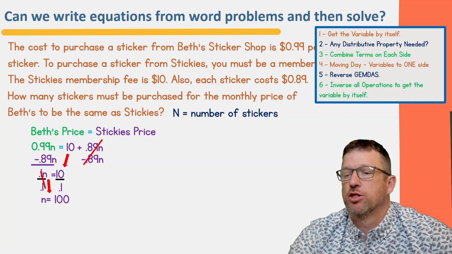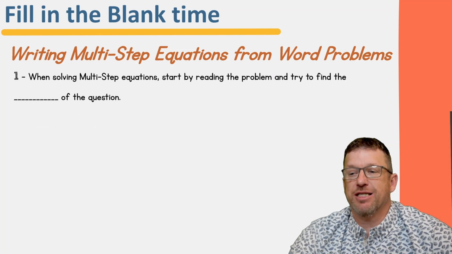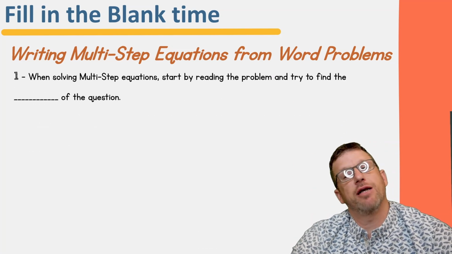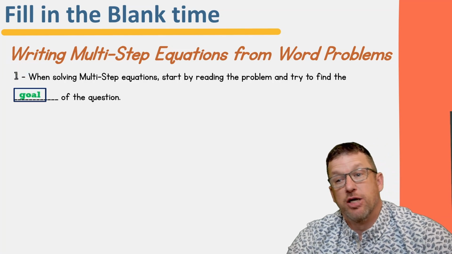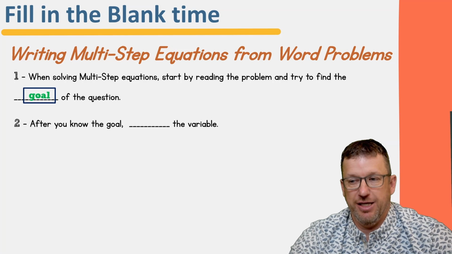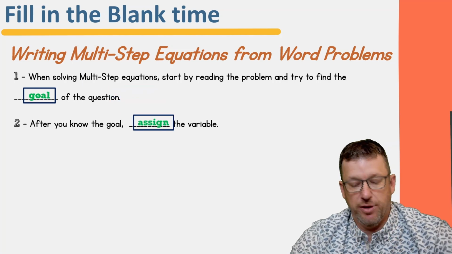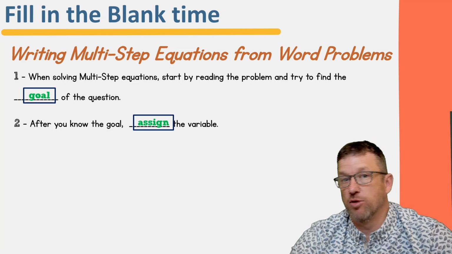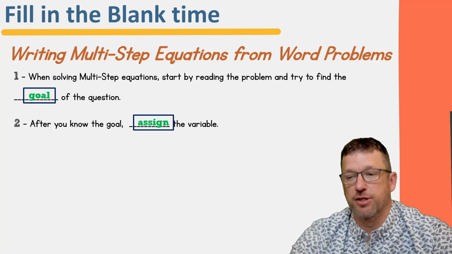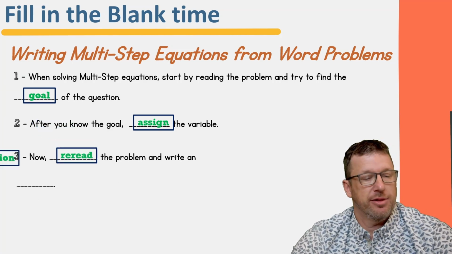Let's fill in the blank with these understandings. When solving multi-step equations, start by reading the problem and trying to find the goal of the question. Always find out what you're trying to figure out first. Then, after you know the goal, assign the variable, because that's almost always going to at the very least lead you to number 2. And number 3, reread the problem and write an equation.